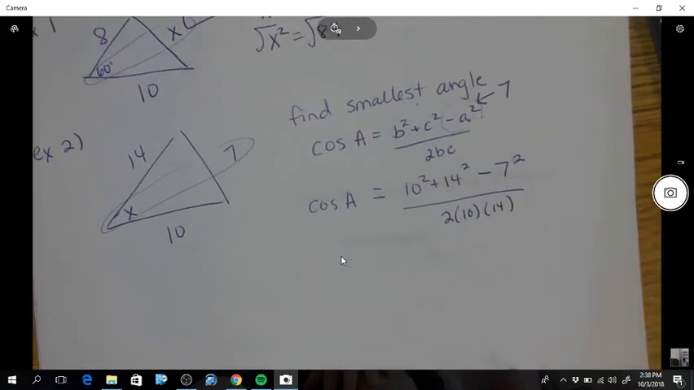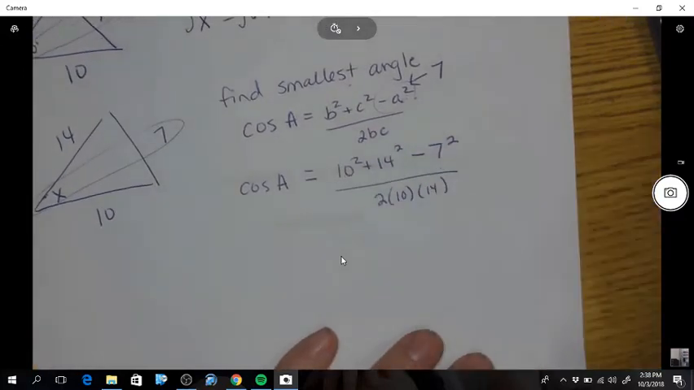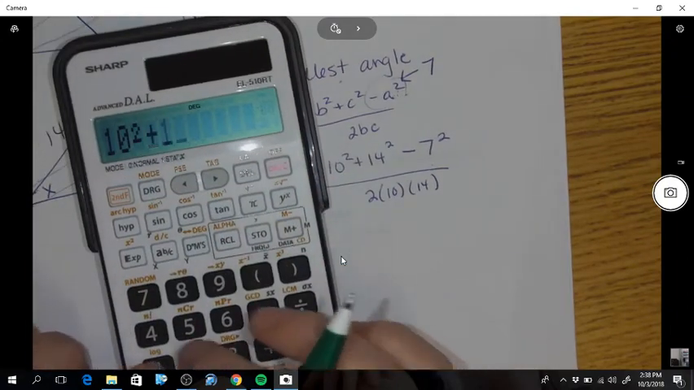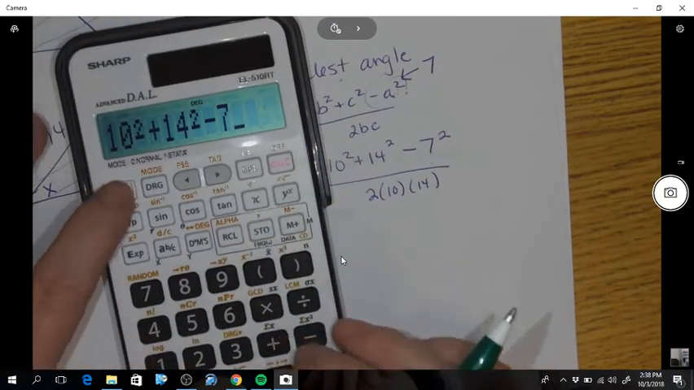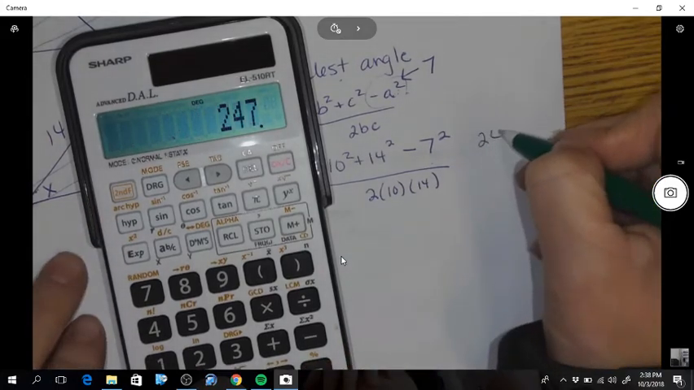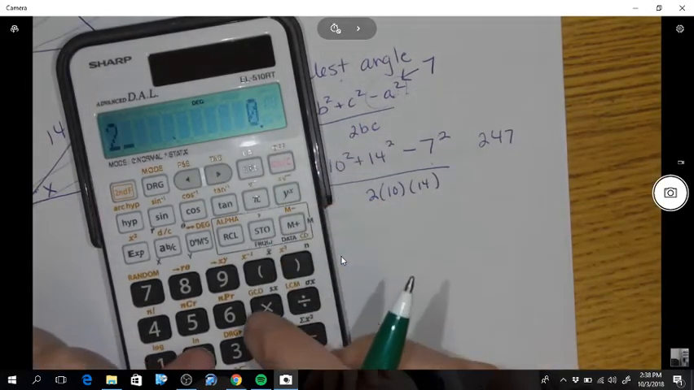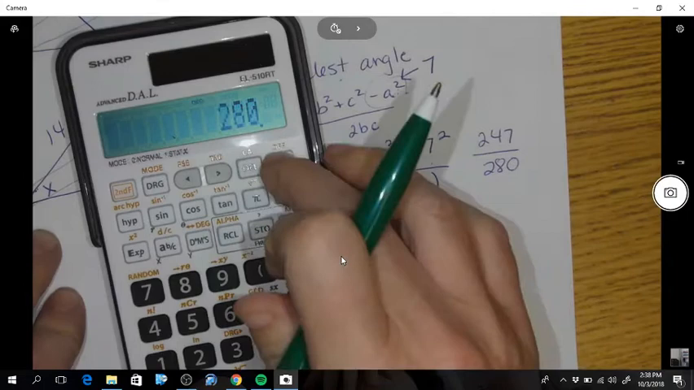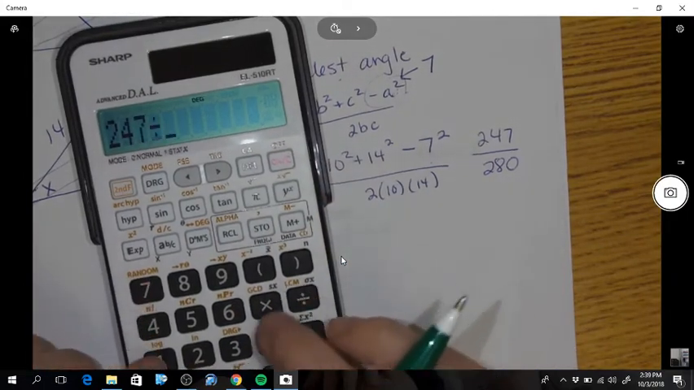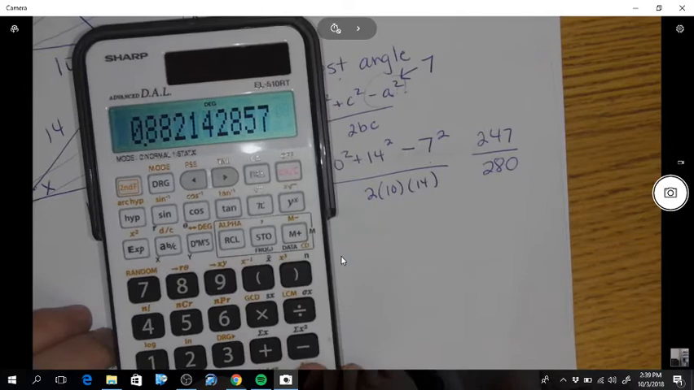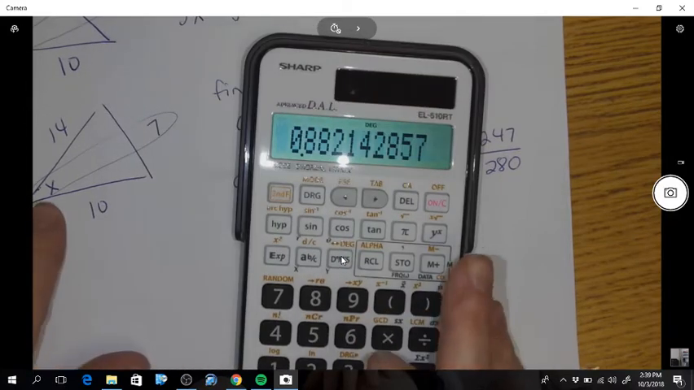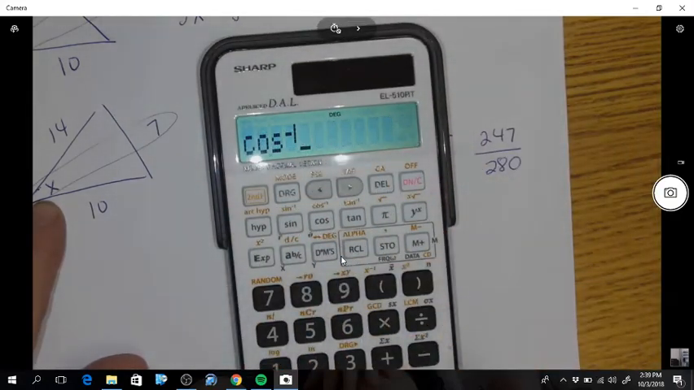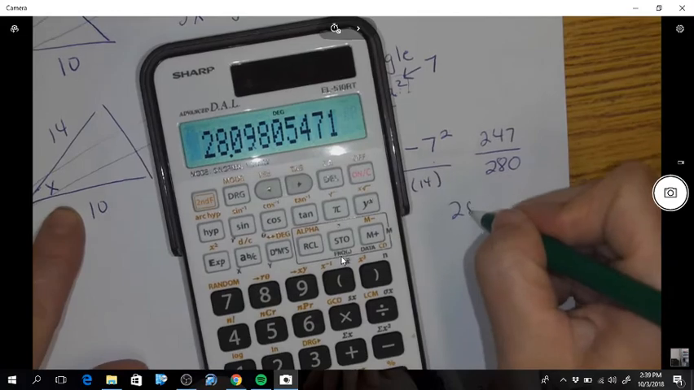Okay, two things you can do here. You could say 10 squared, I'll do it both ways. 10 squared plus 14 squared minus 7 squared equals, and you can write down that number. Then you can go 2 times 10 times 14 and write down that number. Then you can do that number divided by that number. Okay, remember we're finding an angle, so you should press inverse, but this time you're cos-inversing. And you get 28.1 degrees.